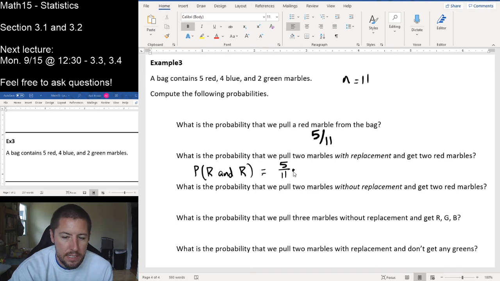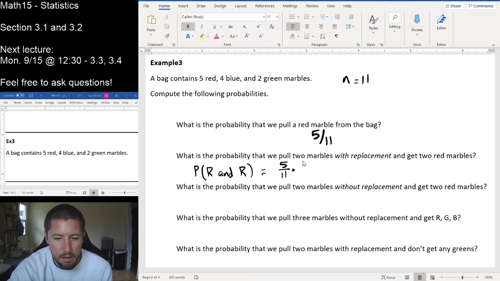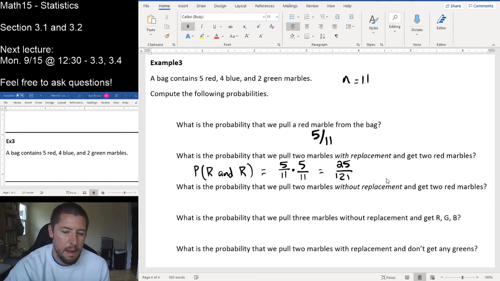I now need a second event also to occur. So we're going to multiply a couple probabilities here, and the second probability is also 5 out of 11 because I put that marble back in the bag. That's going to leave me with 25 out of 121 for my probability there, just by multiplying across on the top, multiplying across on the bottom. Again, we could get a decimal or a percentage right there. I'm not super worried about that for right now. As long as we can get our fraction, I'll be happy.